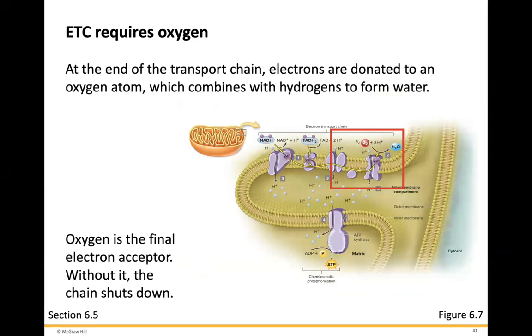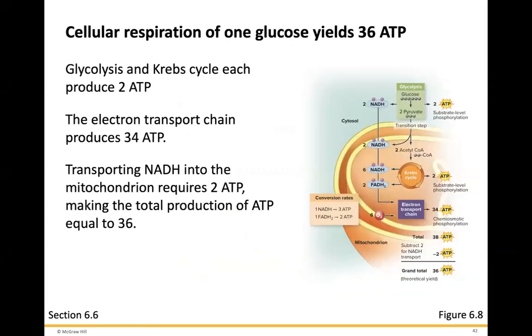This will combine with the hydrogens to form water. Oxygen is the final electron acceptor. Without it, the chain will shut down. Now, overall, the cellular respiration of one glucose molecule will yield 36 ATPs in a eukaryotic cell and 38 ATPs in a prokaryotic cell. Glycolysis and the Krebs cycle each produce 2. The electron transport chain produces 34.